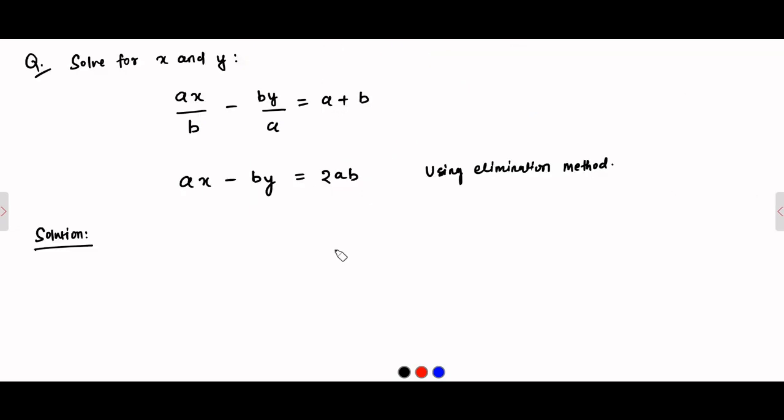So here is another question on solving linear equations in two variables using the elimination method. Here we have to solve for x and y. The two equations are ax/b - by/a = a + b, and the second equation is ax - by = 2ab. So first we'll write the equations.